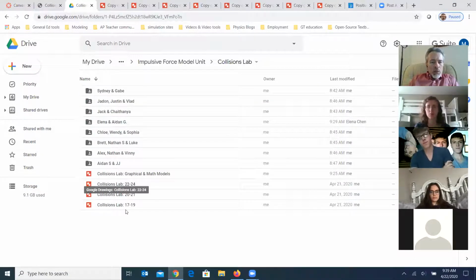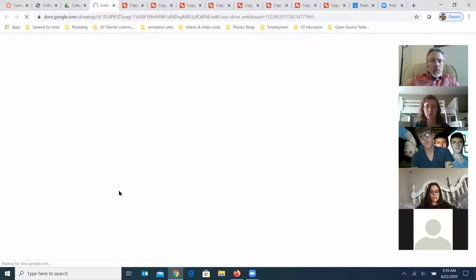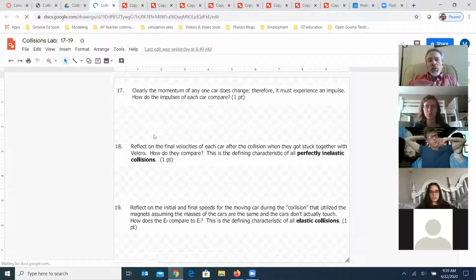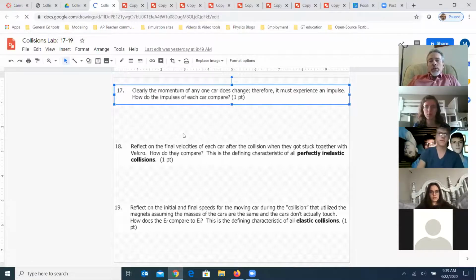There we are. So some of these questions I want to talk about, like 17 through 19. In fact, we just talked about number 17 a little bit. Clearly the momentum of any one car did change. The red one changed, okay? Therefore, it must experience an impulse. How does the impulse of that car compare to the impulse of the green car?